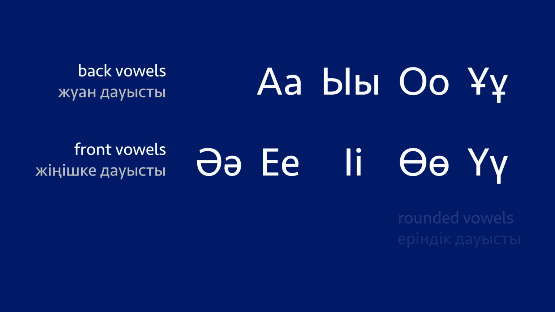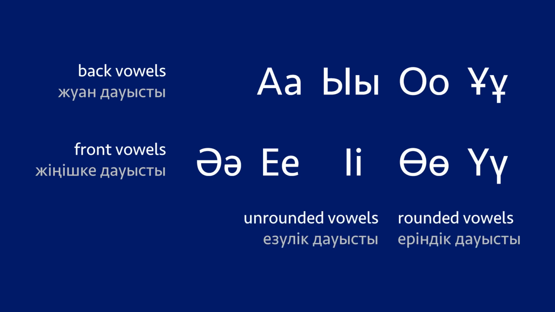On the right, we have rounded vowels, and on the left, we have unrounded vowels. The only vowels used in suffixes are a, ye, and e. This is because the rounded vowels and a don't usually appear in non-initial syllables.